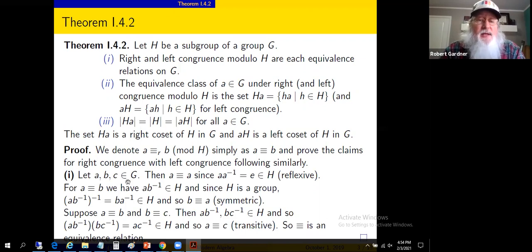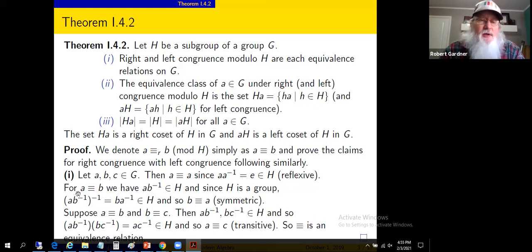Let a, b, and c be elements of group G. The claim is a is congruent to a. That is, we have reflexivity, because a right congruent to b means ab inverse is in H. A claim that a is right congruent to a would be a claim that aa inverse is an element of H. Of course it is, because aa inverse is the identity. H is a subgroup, so it has to contain the identity. So there's the property of reflexive.